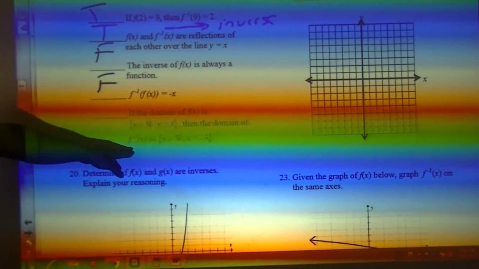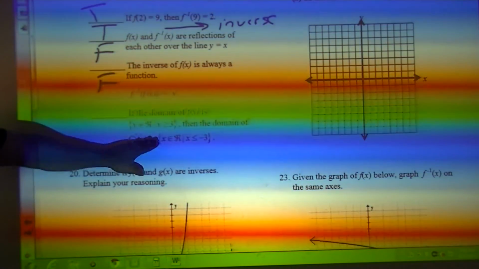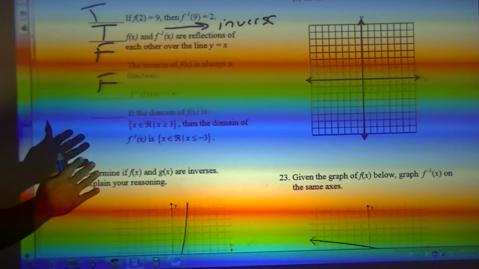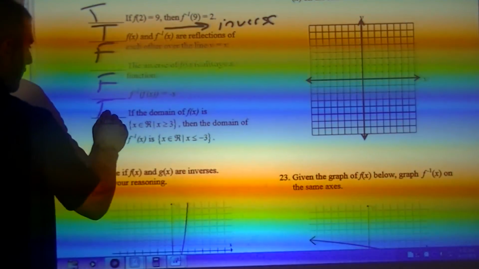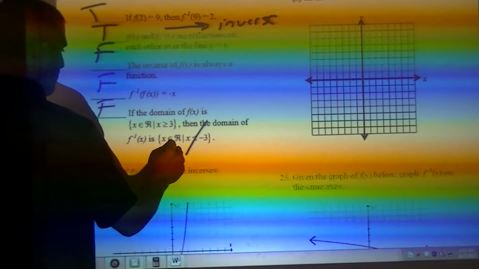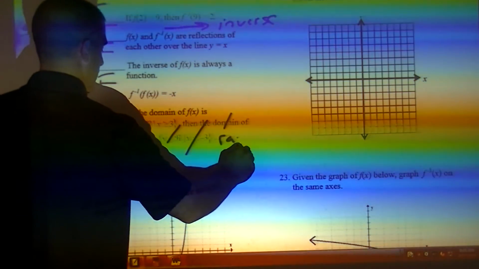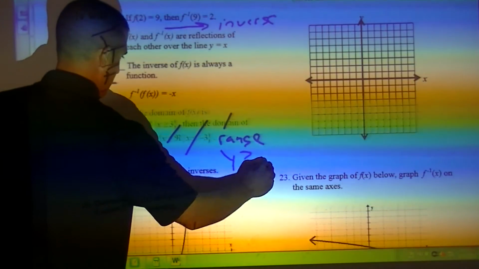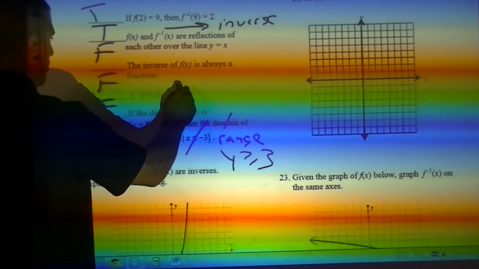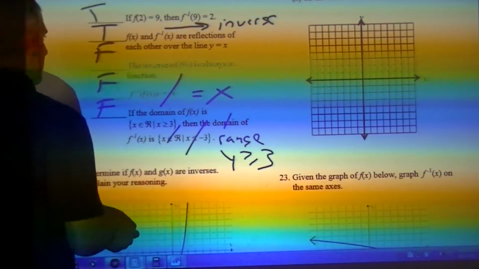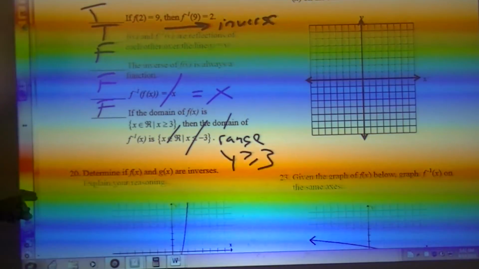The domain is this, of the regular, then of the inverse. No, what this would be, this is also false. What this would be is the range. The range would be y is greater than or equal to 3. This one would be true if it equaled x. And this one just not all the time.